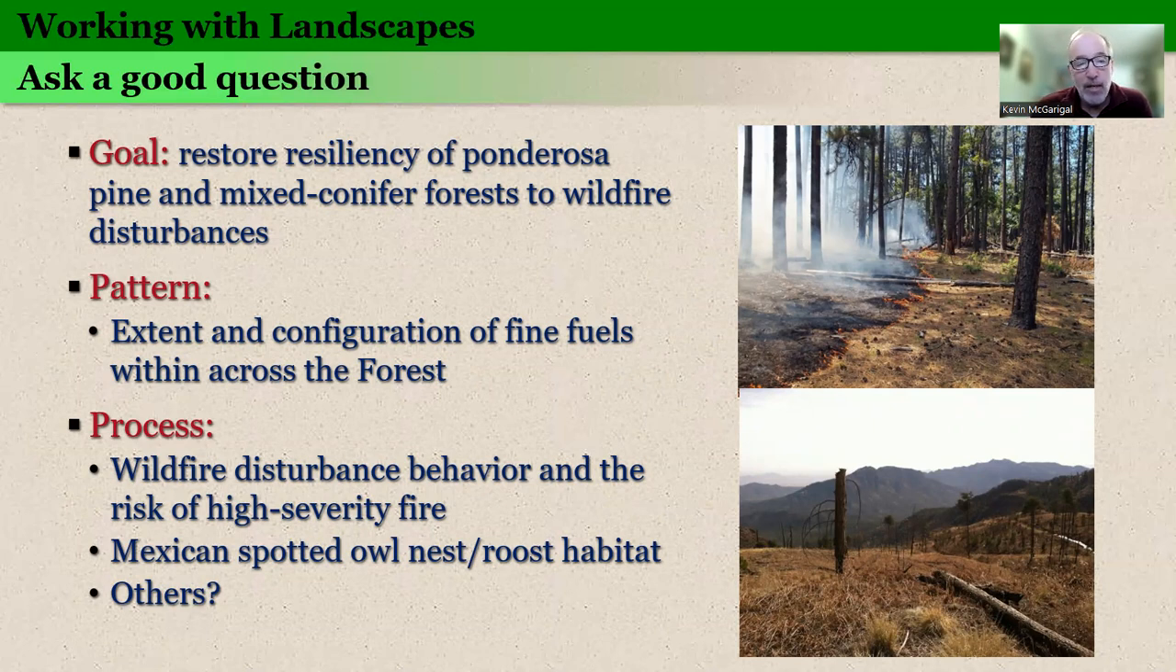On the pattern side, it could be something as simple as the extent and configuration of fine fuels within and across the forest. Now, of course, we'd have to define configuration, we'd have to define what we mean by fine fuels, we'd have to define the extent of the forest, etc. On the process side, it could be wildfire disturbance behavior and the risk of high severity fire. Or alternatively, it could be Mexican spotted owl nest or roost habitat, or many other possibilities as well. The key here is that we have a pattern that relates to a process that in combination address our stated goal.